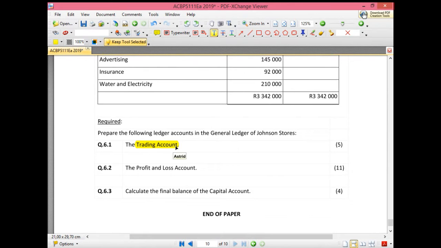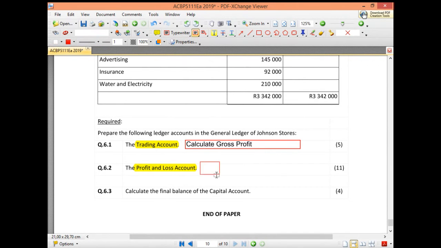Now remember when we spoke about the trading account, we said the trading account is used to calculate our gross profit. Okay, so that is the use of a trading account. Then they ask for the profit and loss account. Now, when we do the profit and loss account, we are actually calculating the net profit amount.